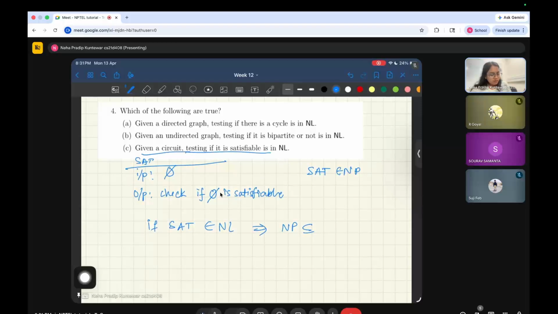Okay, maybe this is not directly true, but if SAT is not in NL, this would definitely imply that NP is not equal to NL. Because there is a language which is in NP but it is not in NL, so that would be enough to separate the two. The other way around, sorry, this is L. So the other way around, I'm not sure. It depends on whether all languages in NP reduce to SAT in logarithmic space.